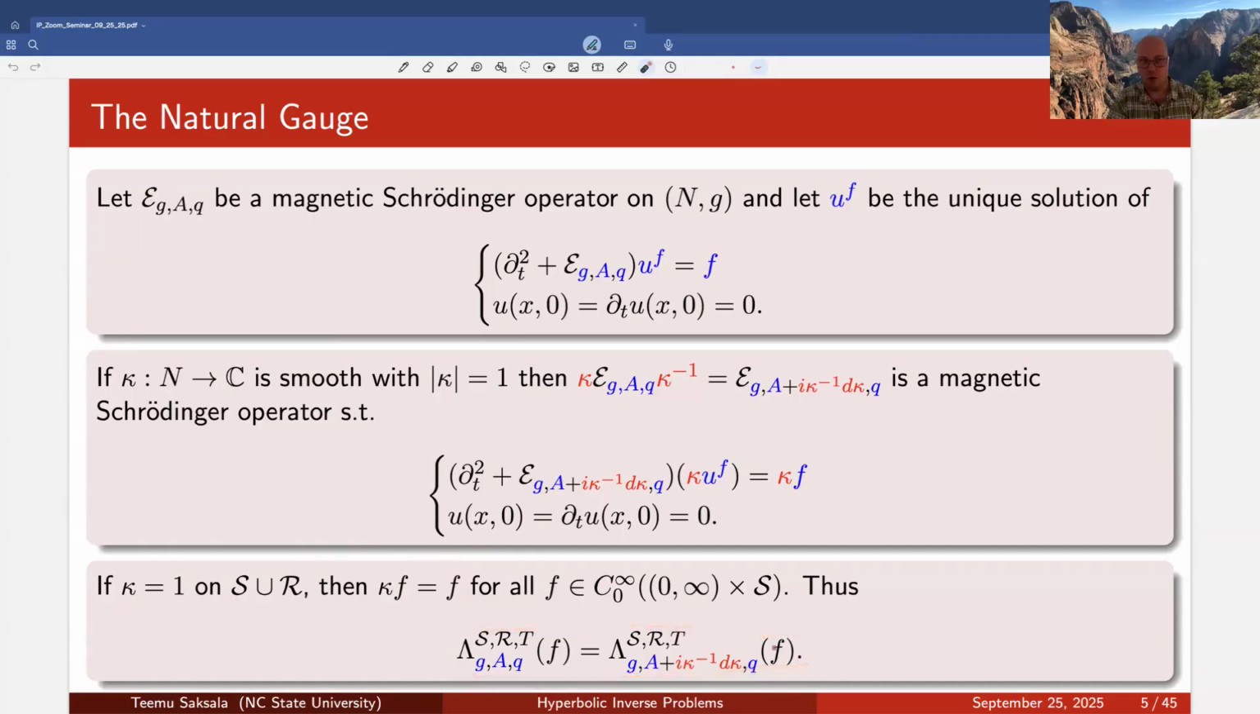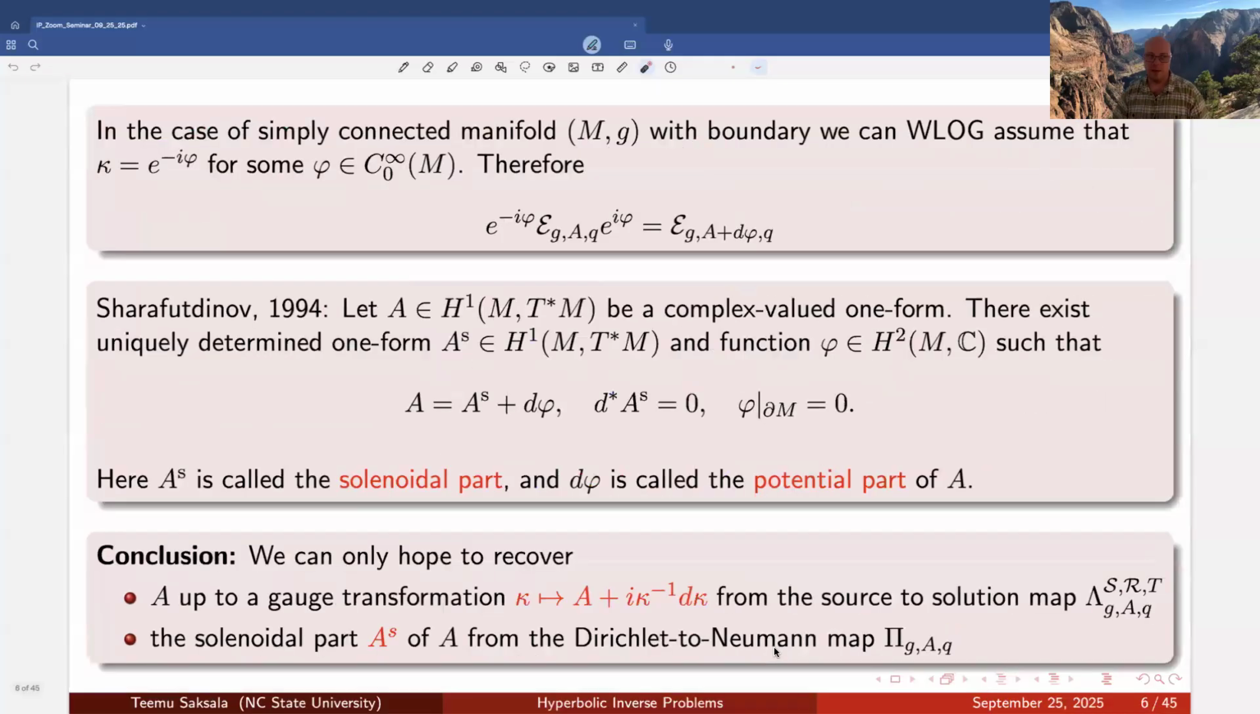So what is the conclusion here? I can do this kind of global change, kappa, which is not detectable from my measurements if my S and R are not the whole manifold. So there is this kind of invisibility. And something similar is also true in the case of a manifold with boundaries.